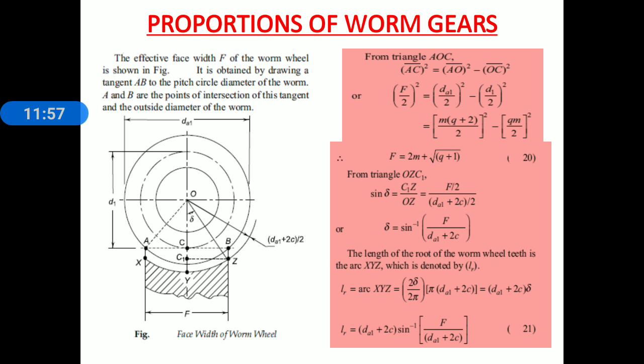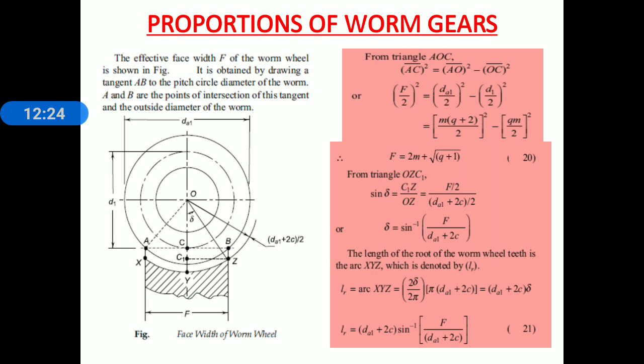Sine delta is equal to (F/2) divided by (dA1 plus 2C)/2. The 2 gets cancelled and we get delta is equal to sine inverse of (F divided by (dA1 plus 2C)). F is the effective face width of worm wheel, dA1 is the outside diameter of worm, C is the clearance in worm. Remember this. Okay, that expression is very important.